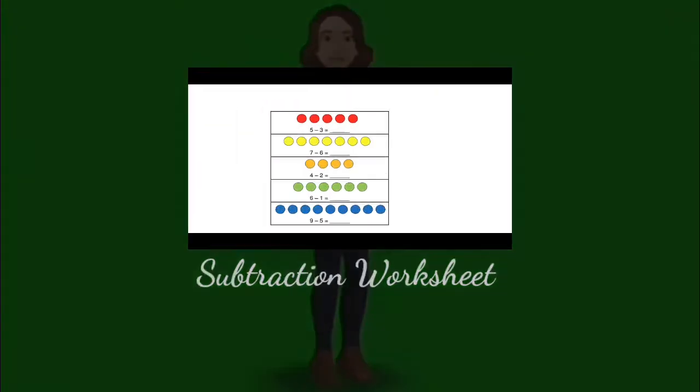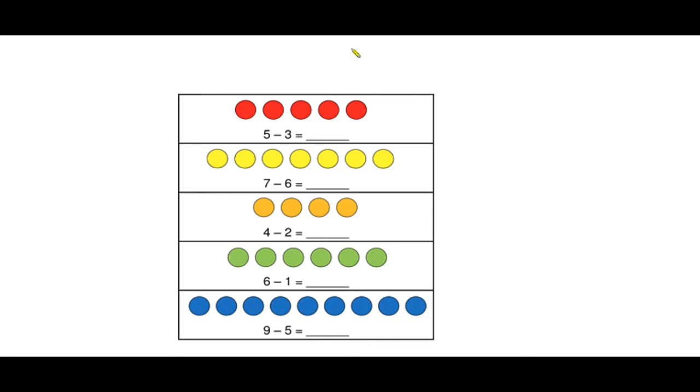Let's do a simple and small exercise on subtraction. Here we have a sheet with some subtraction problems. The first one here is 5 minus 3. There are 5 red balls. From that we have to remove or strike out 3 balls. Now what remains is the answer. The answer is 2 balls.